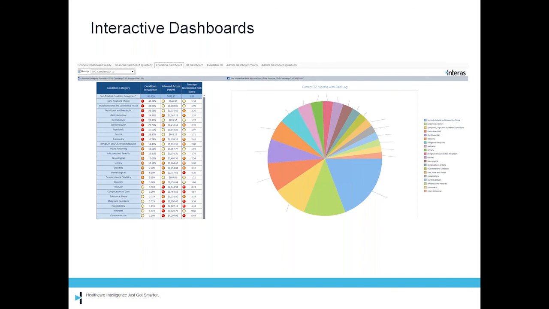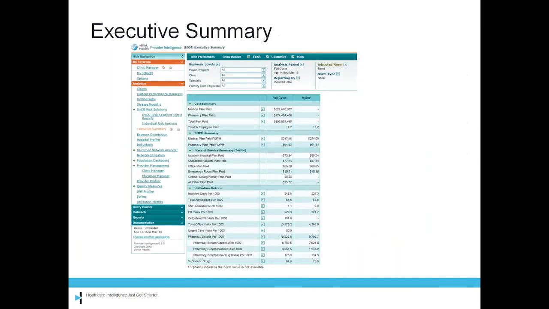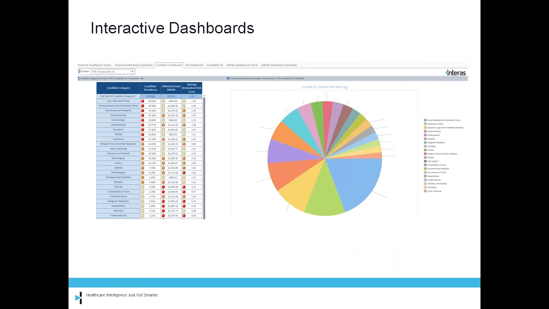And all these are dynamic dashboards. So these are static right now. But the cool thing about Enterprise Intelligence is I can right-click on musculoskeletal up at the top there, and I can drill across, and I can see what's making up that category. I can drill into these admin categories over here and see what's driving the surgical admits that are responsible for the majority of the cost.